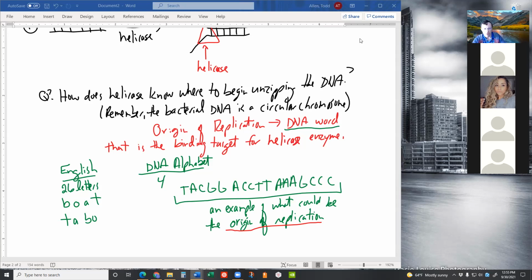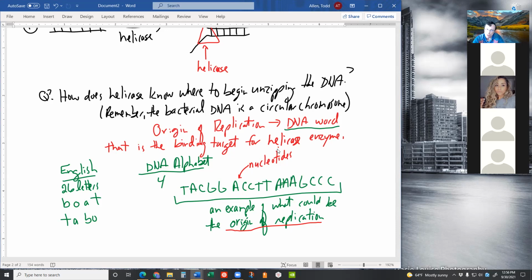Okay, so don't forget, folks, this origin of replication that we're writing out as TACGG the whole way out, don't forget that these letters represent nucleotides, right? And don't forget that nucleotides are three-dimensional molecules. They're three-dimensional objects. Just like a real boat is a three-dimensional object, so are the nucleotides of the DNA that make up the origin of replication DNA word. It is a three-dimensional object.